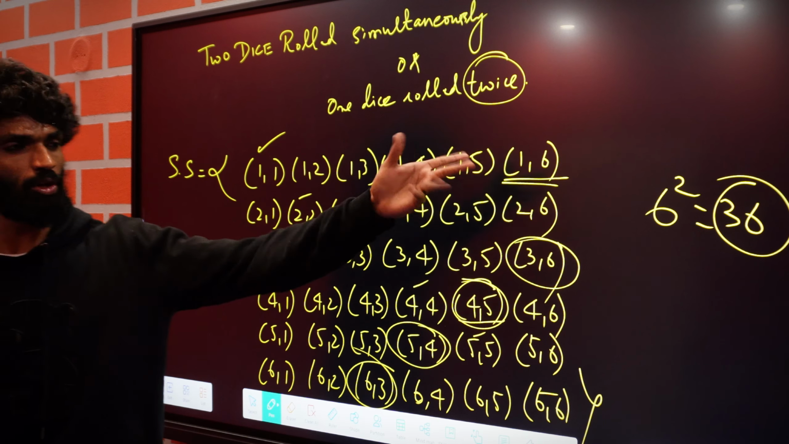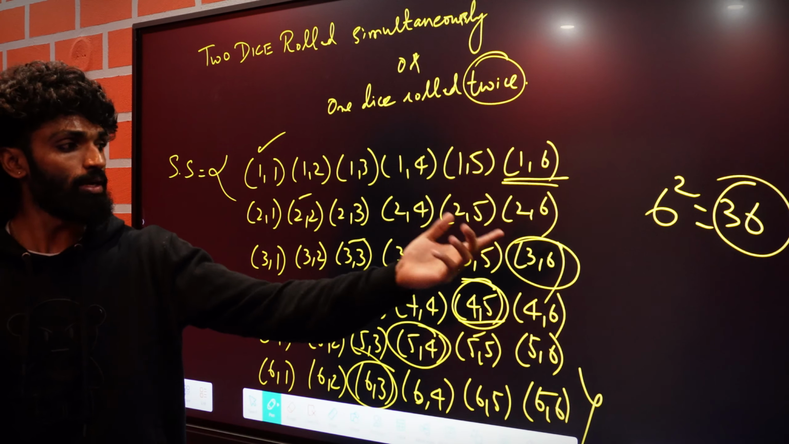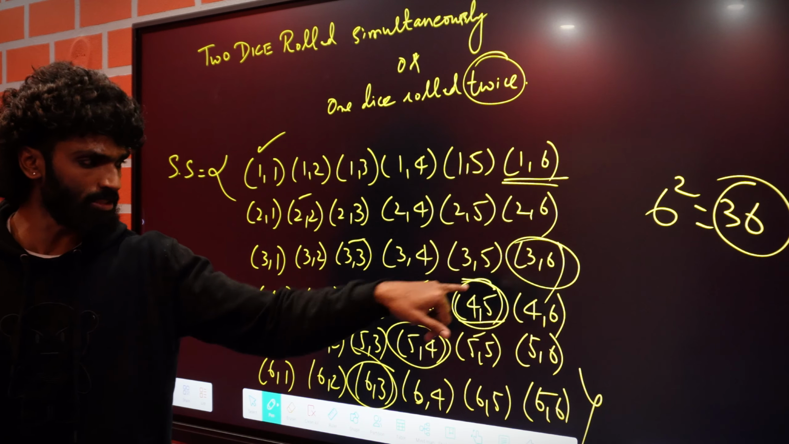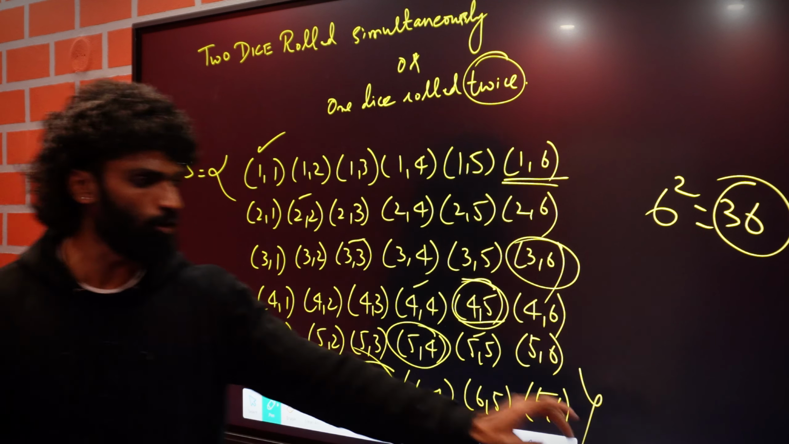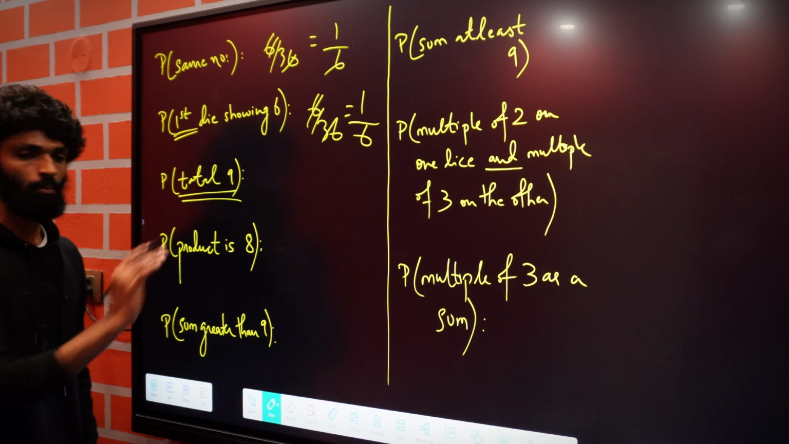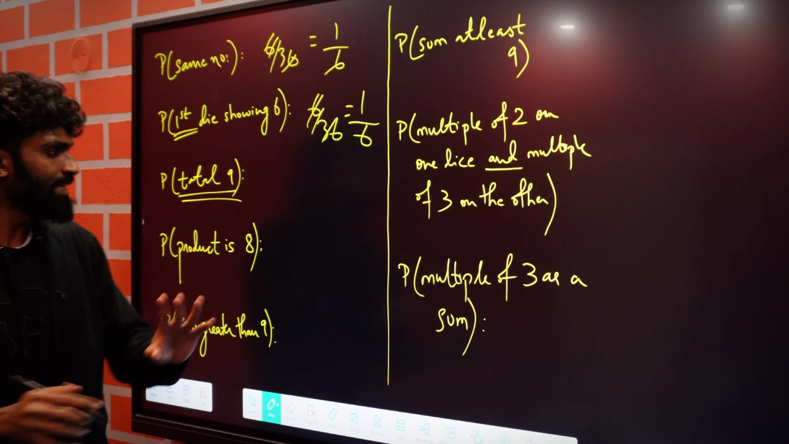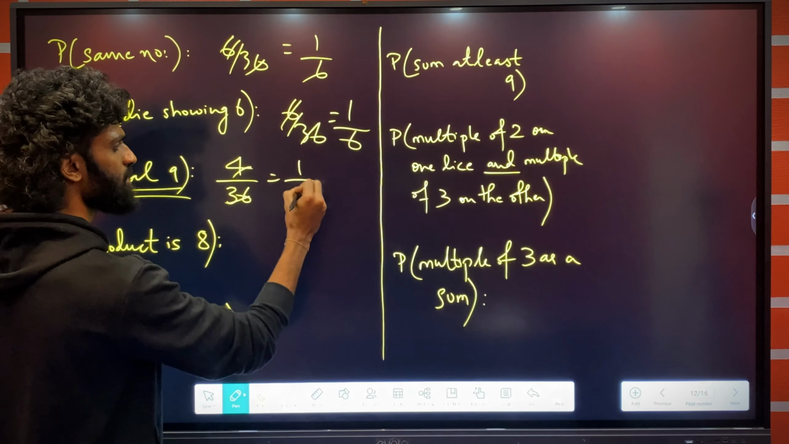In the first 2 rows, you won't get 9 at all. Why? Maximum is 2, 6. 2, 6 gives you 8. So the 9 thing starts off only from 3, 6, 4, 5, 5, 4, 6, 3. At this point of time, I have 4 entries. Let's keep that in mind. Careful, they're telling only total is 9, meaning exactly 9. So for exactly 9, I have 4 entries out of 36. After cancelling, I'll get the answer as 1 by 9.